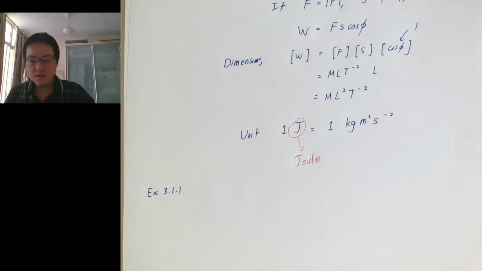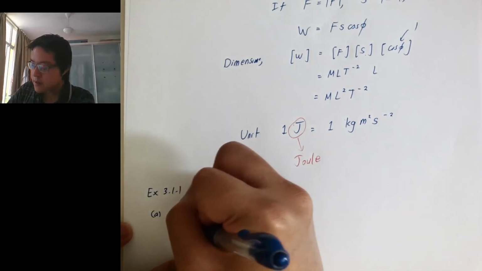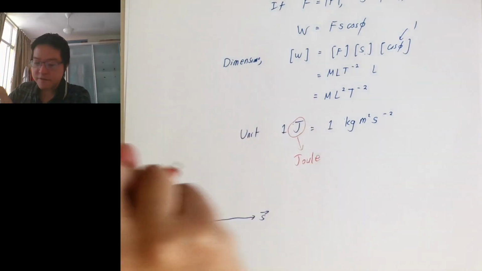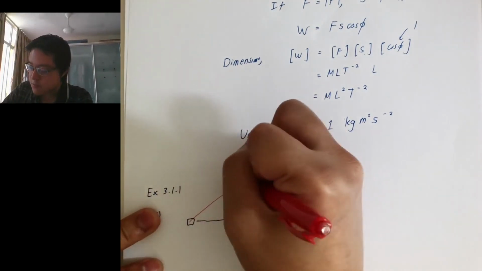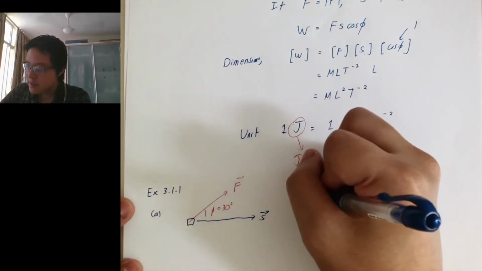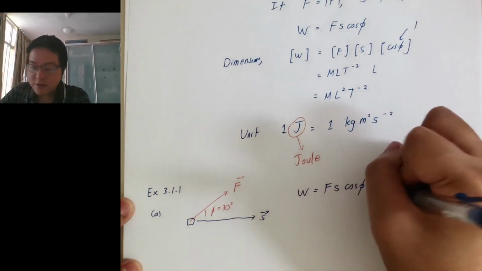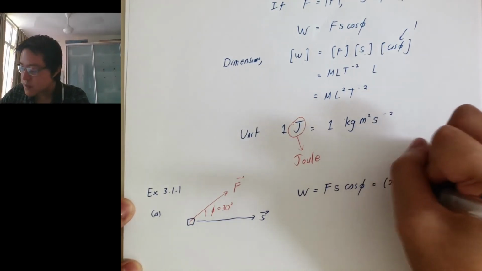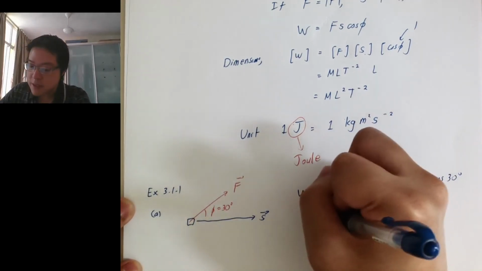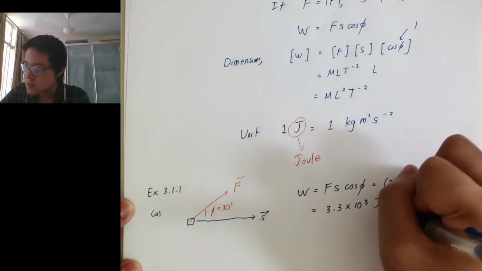3.1.1. For this problem, part A, my car is moving at this displacement, but my force is at an angle of 30 degrees. So my force is this way, and this is 30 degrees. The work done in this situation is the magnitude of force times the magnitude of displacement times cosine phi. For this problem, it is 210 newtons, the car moved by 80 meters, and cosine of 30 degrees. So the work done in this case is 3.3 times 10 to the power 3 joules.